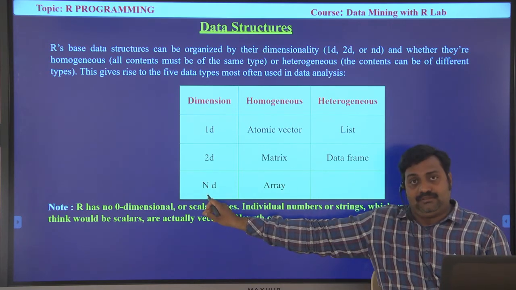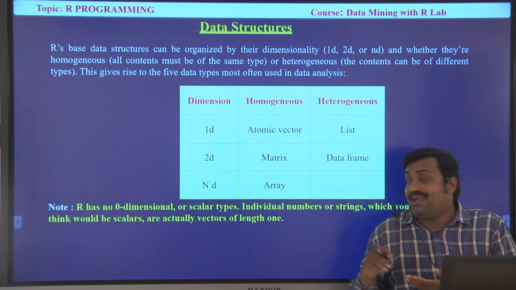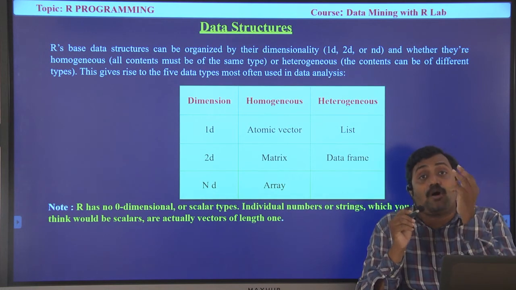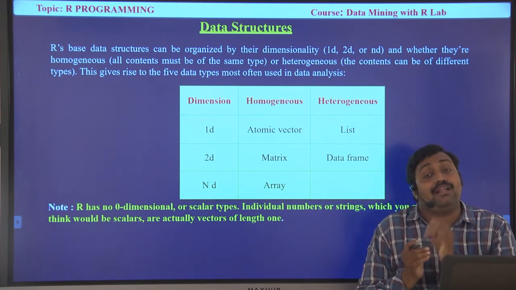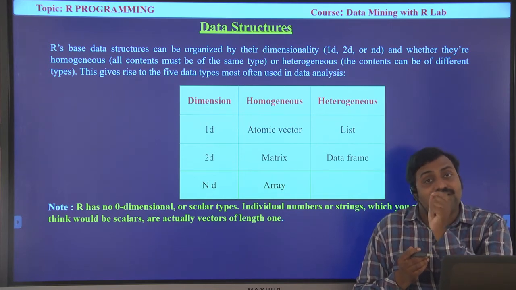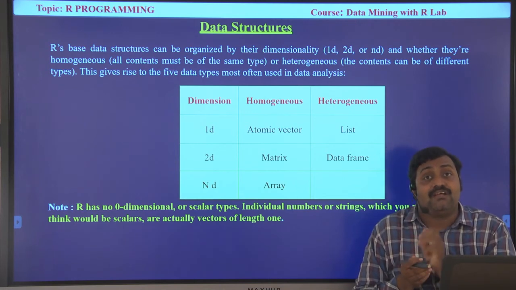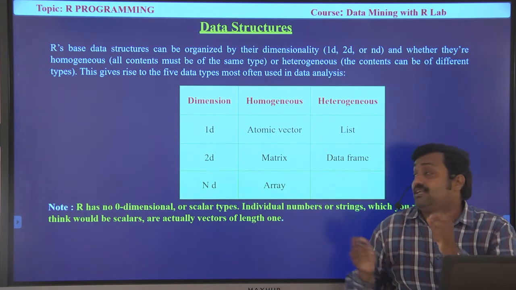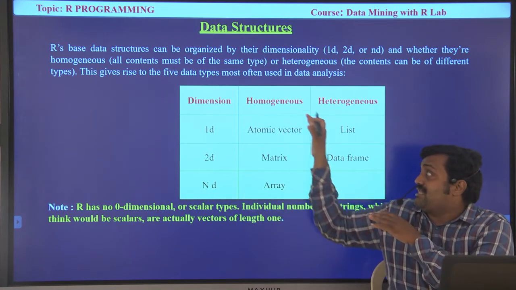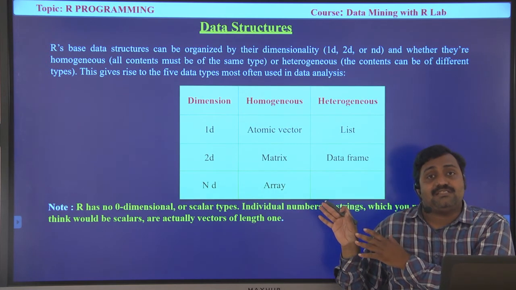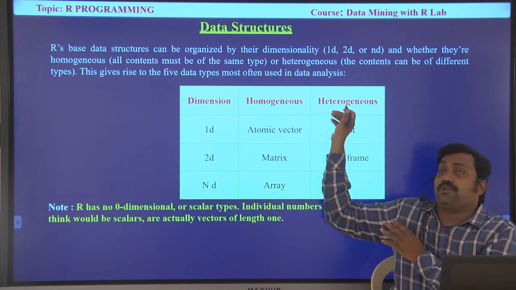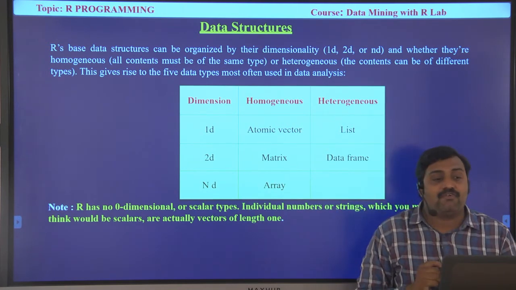And n dimension means more than two dimensions. Arrays, some multidimensional arrays, 3D. That means we need 3 indexes to retrieve a single value, i, j, k. Here i is index 1, j is another index and k is the third index. With these 3 we can retrieve the single value. That is a homogeneous type, the n-dimensional array. So this is the basic classification of data structures based on dimensionality and on whether the values they can store are homogeneous or heterogeneous.